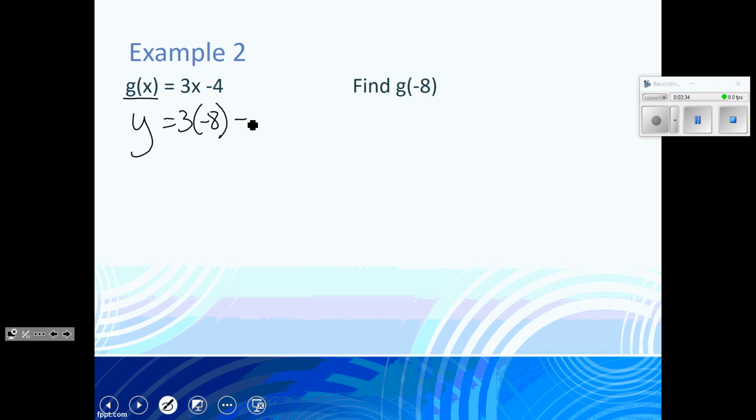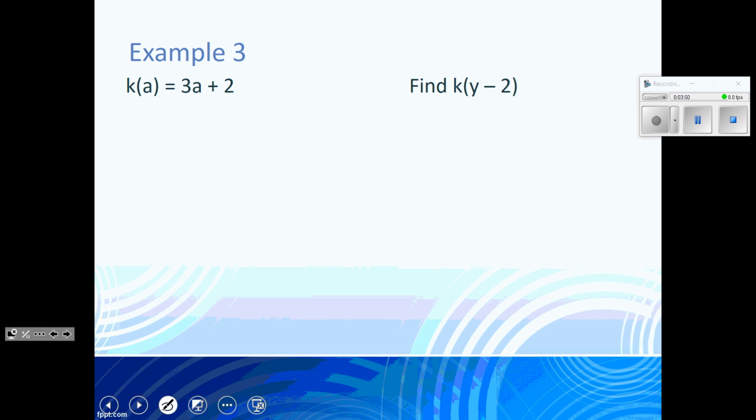Negative 8. So I'm just going to plug in. And when I work this out, what do we get? Negative 28. That's the easy part. This is like Algebra 1. Are we ready to go to Algebra 2 now? Same concept, except now we're going to plug in an algebraic expression. So we have k at a is equal to 3a plus 2. I want to find k at y minus 2.